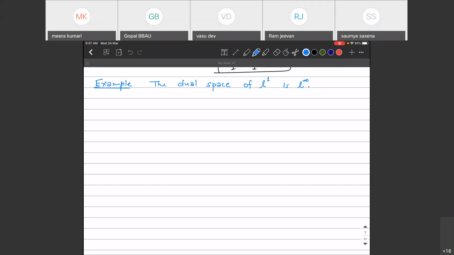Okay, but there is one problem. This is the definition of the p norm. Here we are taking p equal to 1. So we can take 1 in place of p. Okay, that's good. So let's start.